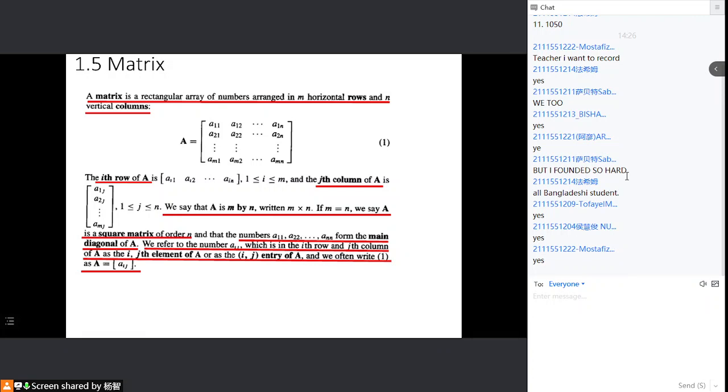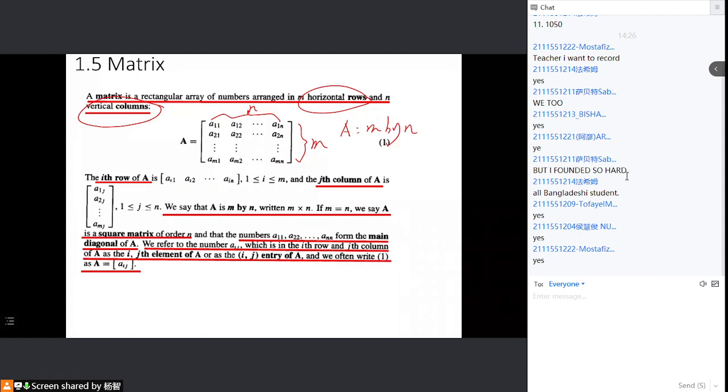Okay, look at paragraph 1. A matrix is a rectangular array of numbers arranged in m horizontal rows and n vertical columns. It means the number of rows is m and the number of columns is n. So A is m by n. The shape of the matrix is m by n.